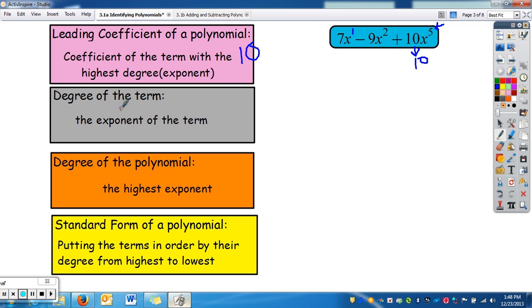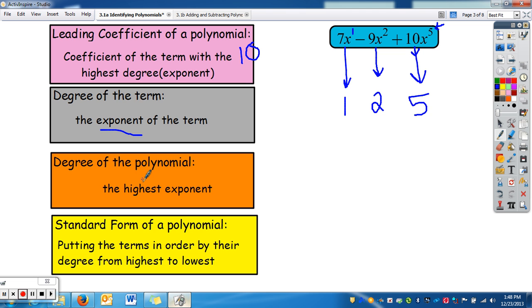The degree of a term is the exponent in each term. So we have 3 terms, 7x, negative 9x squared, and 10x to the 5th. My degree of each one is the exponent. So the degree of this one is 1. The degree of this one is 2. The degree of this one is 5. If there is no variable, the degree is 0, which we'll talk about.